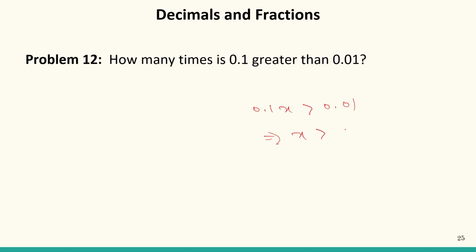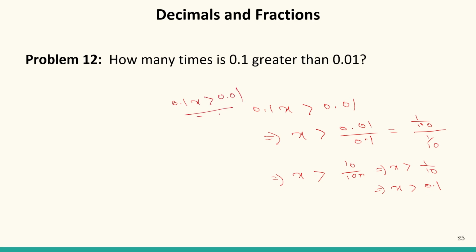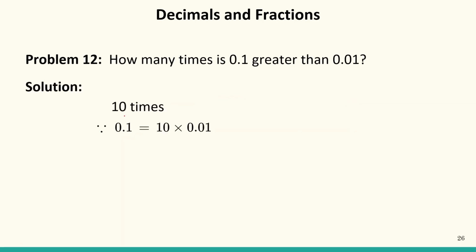So this implies that x is greater than 0.01 by 0.1. So what is it equal to? 1 by 100 whole by 1 by 10. So this implies that x is greater than 10 by 100, so x is greater than 1 by 10, so x is greater than 0.1. So if x is greater than 0.1, we can say 0.1x is greater than 0.01. Here you can see, not 0.1, greater than 0.1.